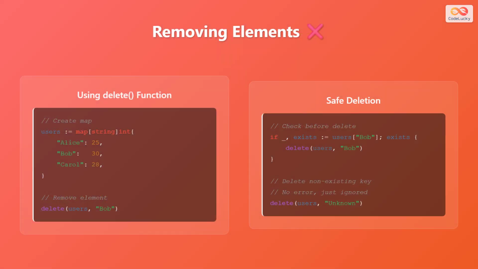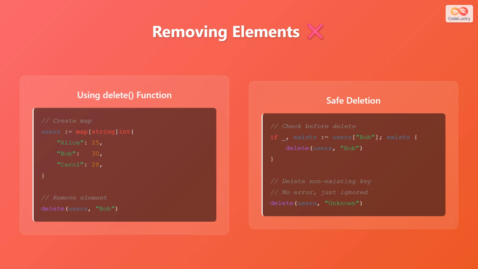Now let's explore how to remove elements from a map. To remove elements from a map, you use the delete function. Create a map, for example, users with some initial key value pairs. To remove an element, call the delete function with the map and the key you want to remove. For example, delete(users, "Bob"). This will remove the key value pair with the key Bob from the users map.